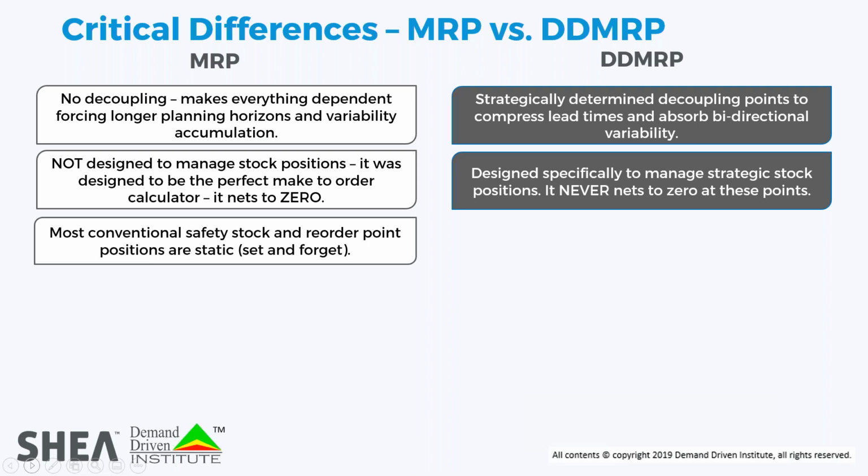Most conventional safety stock and reorder point positions are static. We set it and forget it. And another thing about safety stock, to me, I look at safety stock as the new 0. Think about your MRP system. What's the difference in your MRP system's reaction when your balance hits the safety stock or your balance hits 0? That's right, there's no difference. It reacts exactly the same.